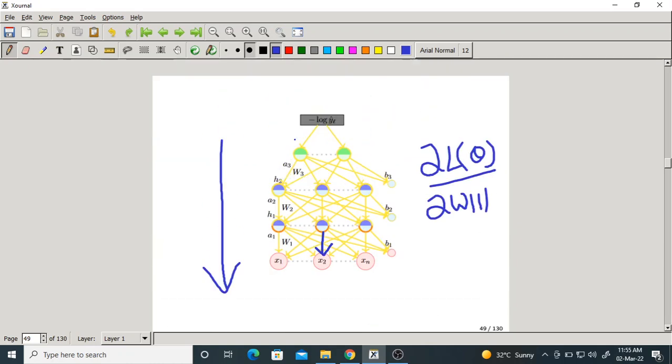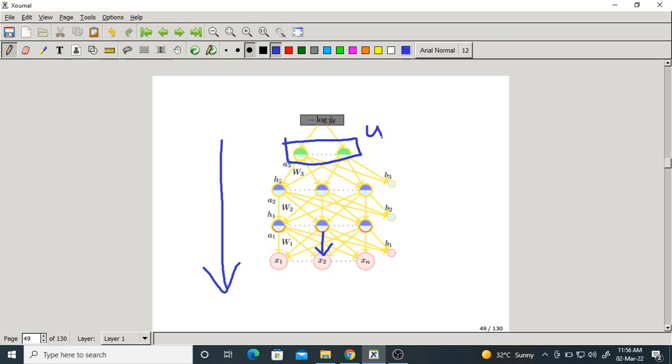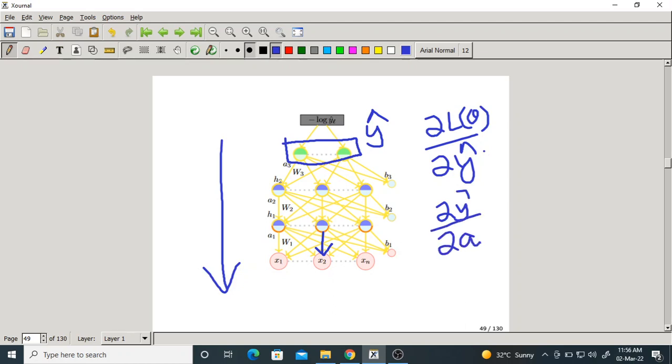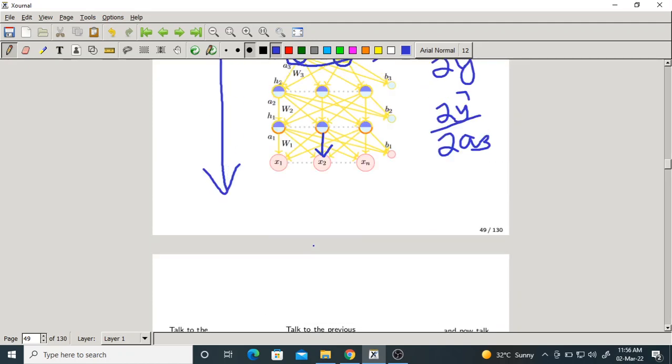First, we talk to the output layer. What is the output? Y cap or Y hat. What do we do now? Dou L theta by dou Y hat into dou Y hat by dou A3. Because in this neuron, the activation is Y cap and the pre-activation is A3. Next, here.